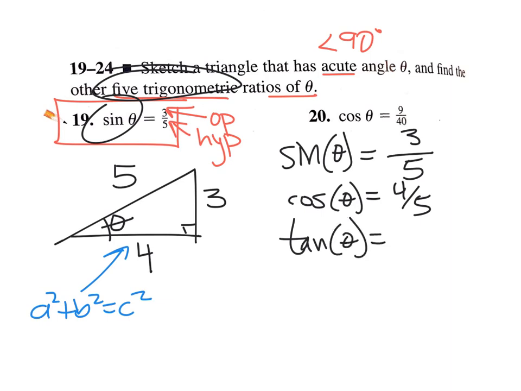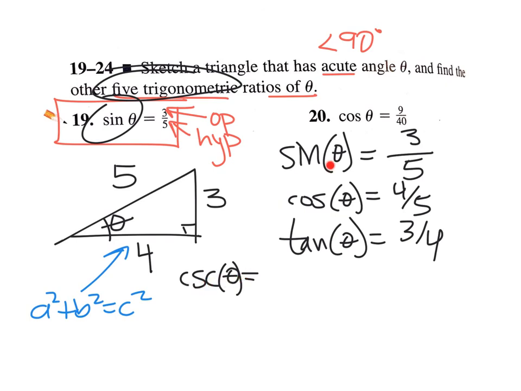Tangent of the angle is opposite over the adjacent. And then we have cosecant. So cosecant is 1 over the sine. Remember, the c's and s's are reversed. That's how I remember. Cosecant is 1 over sine, and secant is 1 over cosine.